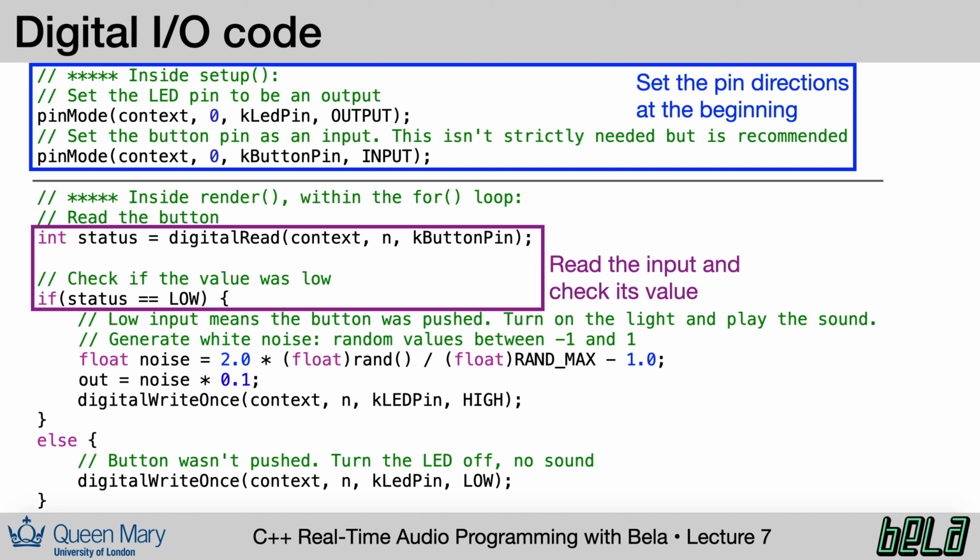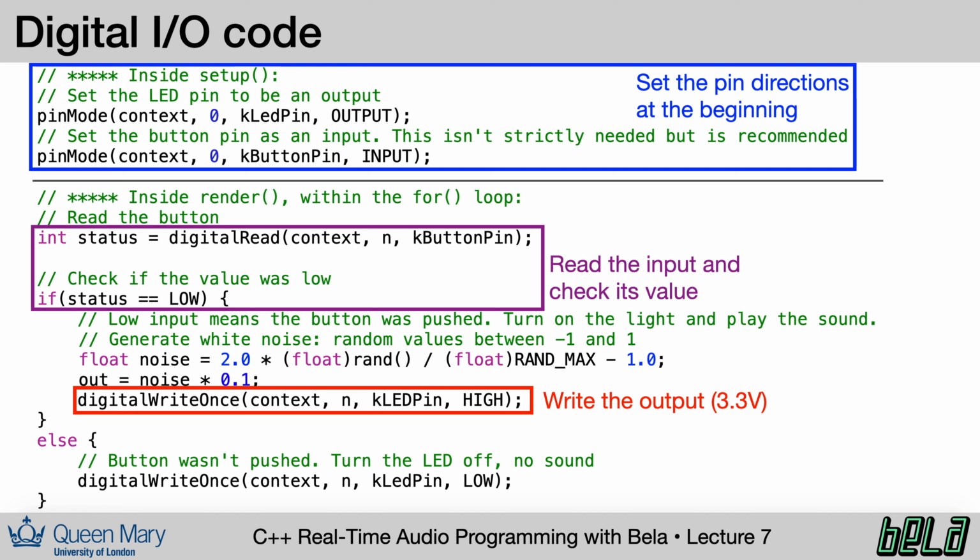Within render, inside the for loop, we have some code to call digitalRead to check the value of the button. digitalRead will return HIGH, or 1, if the button is not pressed, and it will return LOW, or 0, if the button is pressed. This way around, where pressing the button causes a low value, is a function of how our circuit is wired up, and we'll talk more about that in a moment.